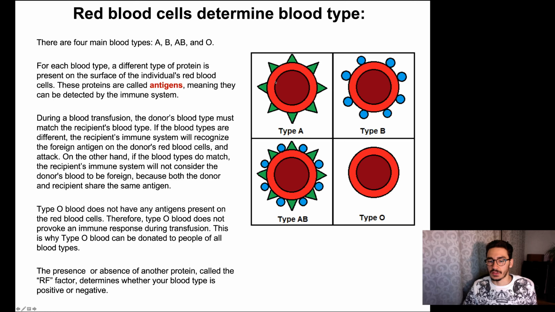So let me repeat this again. Type A can receive type A and type O because type O doesn't have antigens. Type B can receive type B and type O. Type A and B can receive all of them, but it cannot donate blood. It only can receive. So if you're a donor of A and B, your blood can only be used for A and B, and only A and B, because it has every antigen. All right.